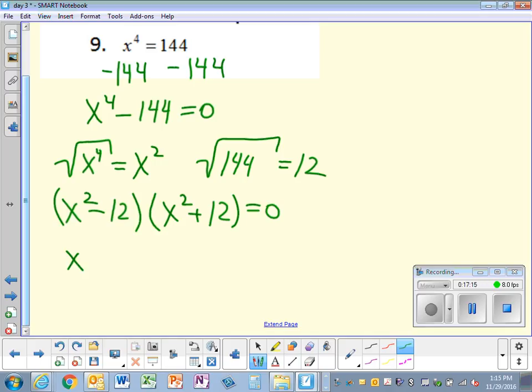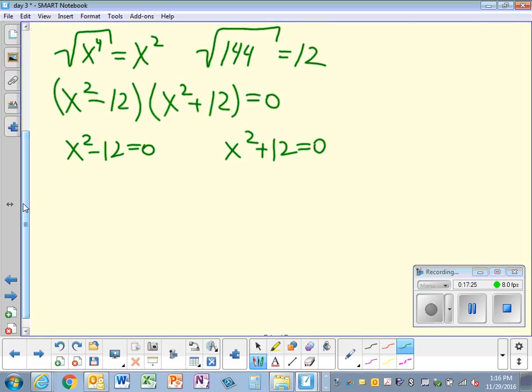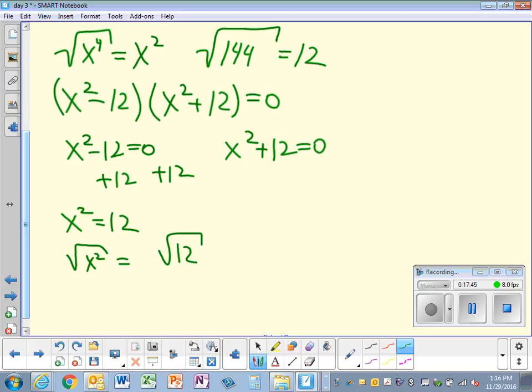So I set each of them to 0. And then I solve these quadratic equations. So the first one, x squared minus 12 is 0. How do we solve? Add 12 to both sides. So x squared equals 12. Then what? Square root of both sides, and I do not forget what? Plus minus. So x equals plus or minus square root of 12.